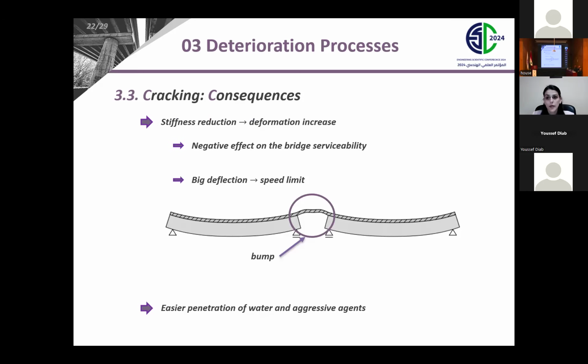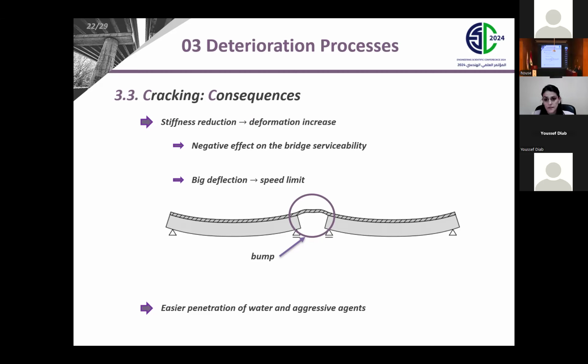There are two main consequences of concrete cracking in bridges. First, cracks reduce the element stiffness and thus the deformations are increased, which can have a very negative effect on the bridge serviceability. For example, if the superstructure of the bridge has a big deflection, then the vehicles moving through the bridge cannot reach high speed.